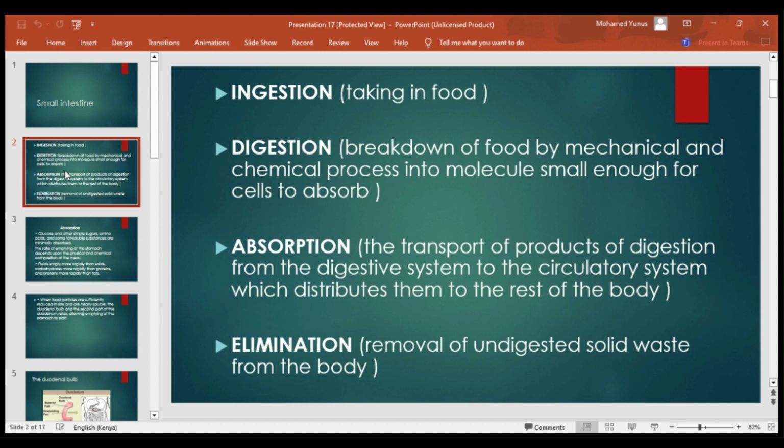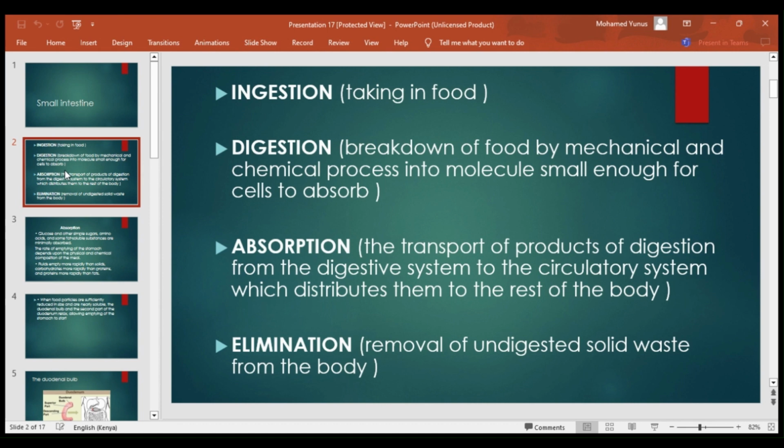The first stage is ingestion, then digestion, then absorption, and we end with elimination. Ingestion is the taking in of food. Digestion is the breakdown of food by mechanical and chemical processes into molecules small enough for cells to absorb. Then the next stage is absorption. This is the transportation of the products of digestion from the digestive system into the circulatory system, which distributes them to the rest of the body.